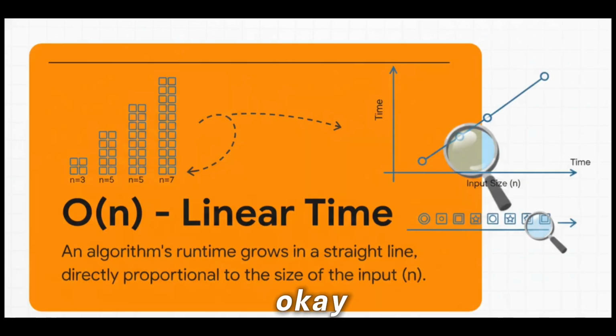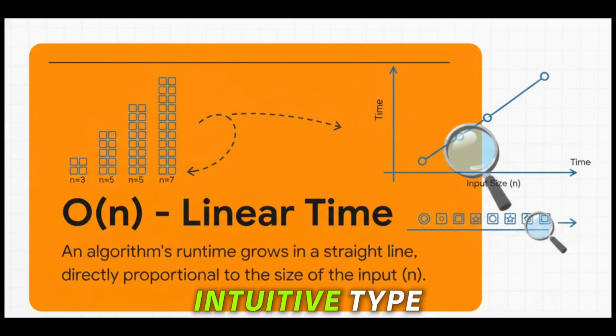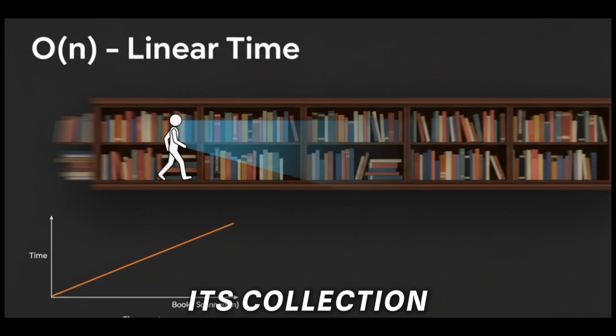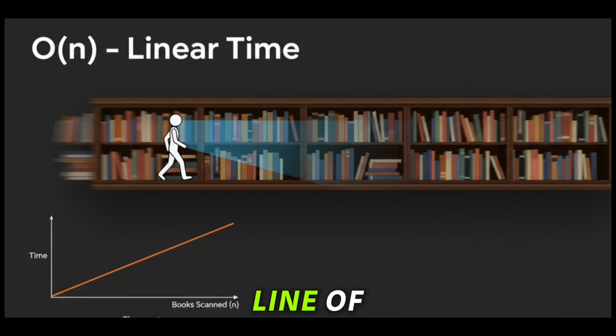It's constant. Okay, next up is O(n), or linear time. Now this one is probably the most common and intuitive type of complexity you're gonna run into. That little n just stands for the number of items you have to deal with. In our case, the number of books in the library. For this scenario, you've got no map, no catalog. You just have to start at the front door and look at every single book one by one. The relationship here is key. If the library doubles its collection of books, your search time is going to double too. It's a straight, predictable line of effort.